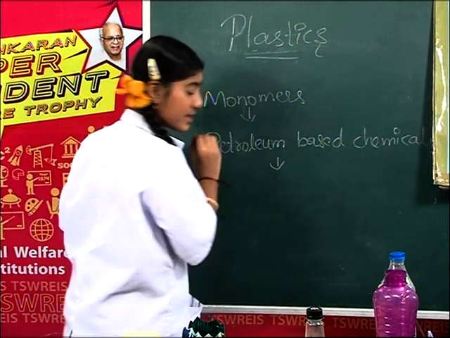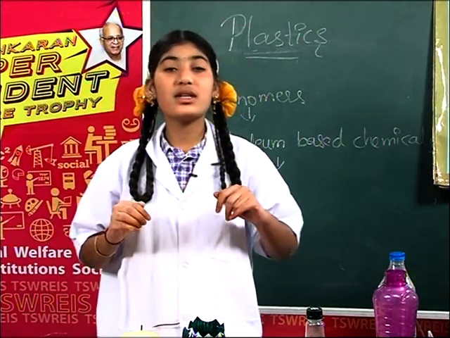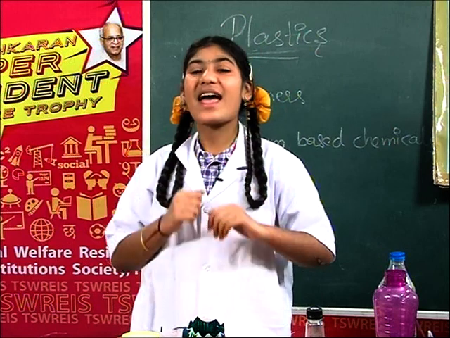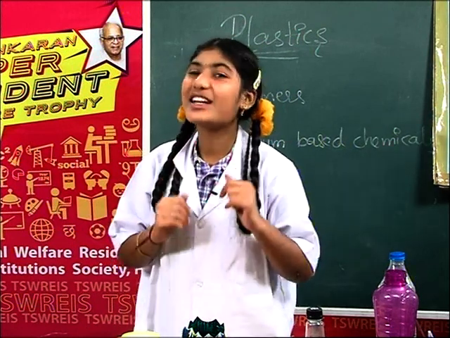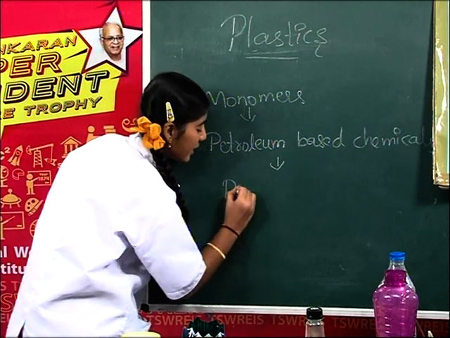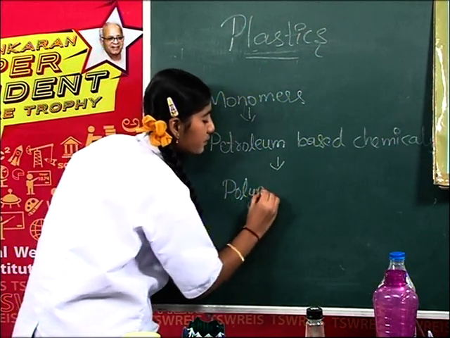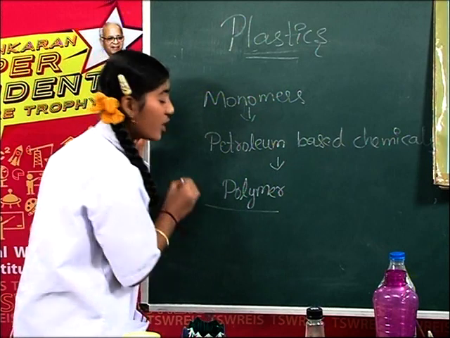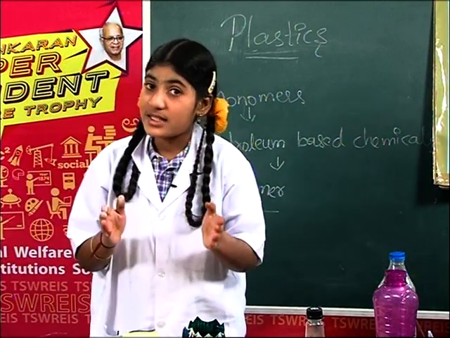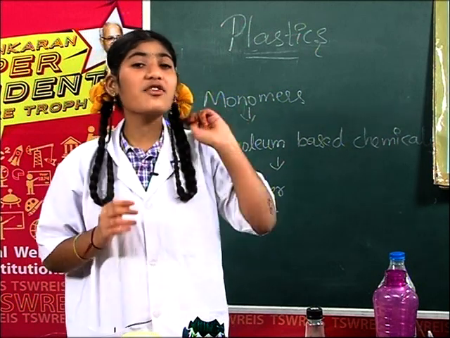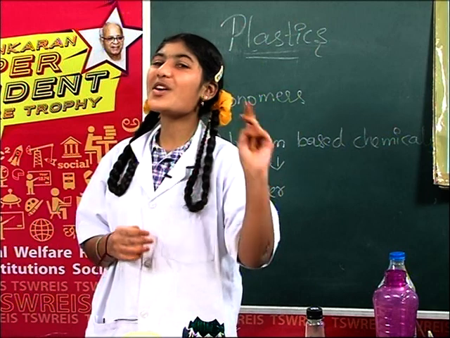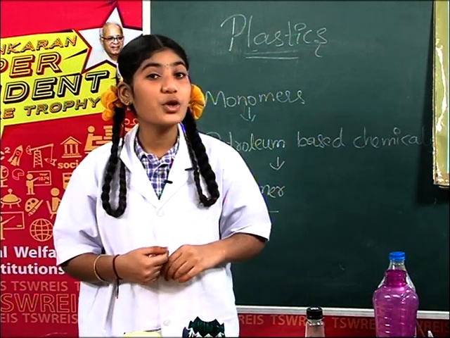And friends, by joining the monomers into a long chain-like structure, that is called a polymer. What is that, friends? Polymer. Do you understand, friends? It is polymer. So, in plastics, there are two ways of arrangement of monomers.